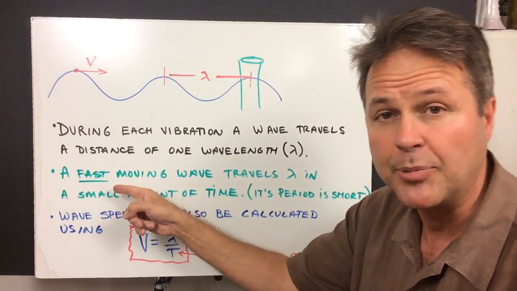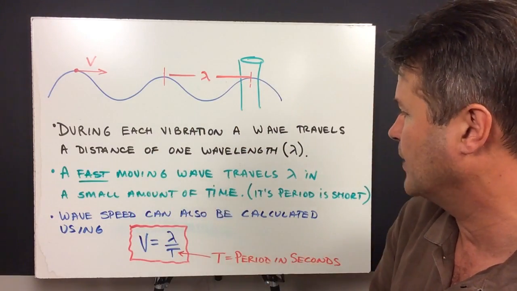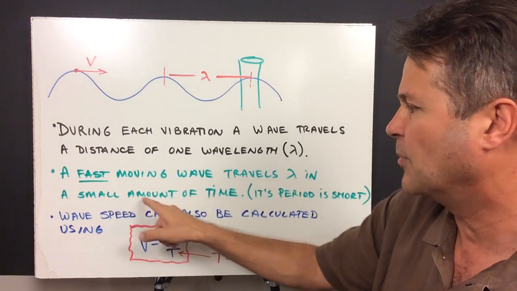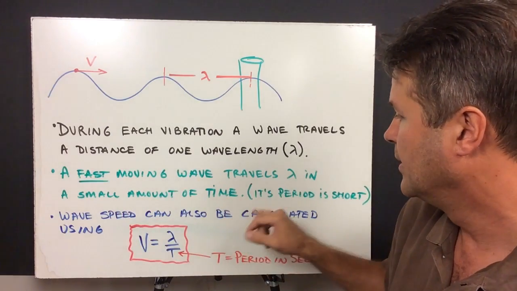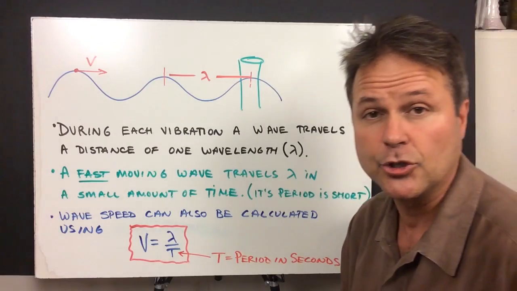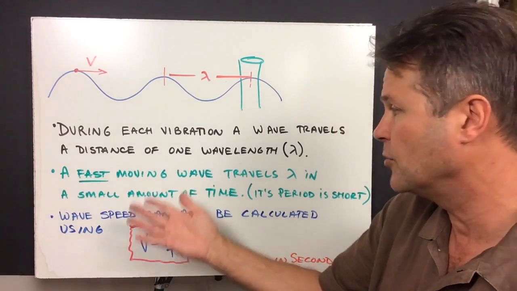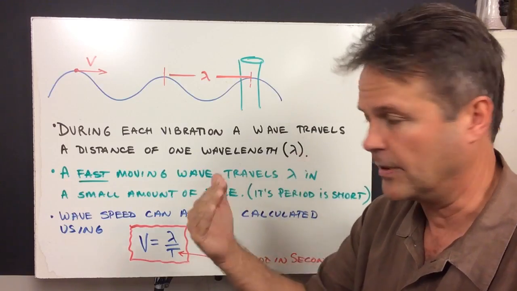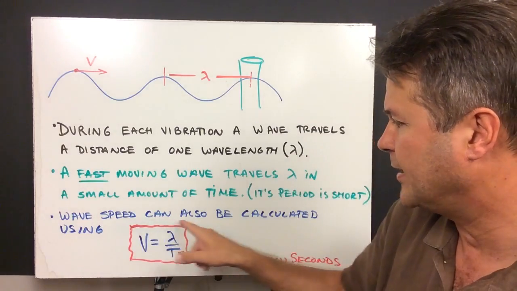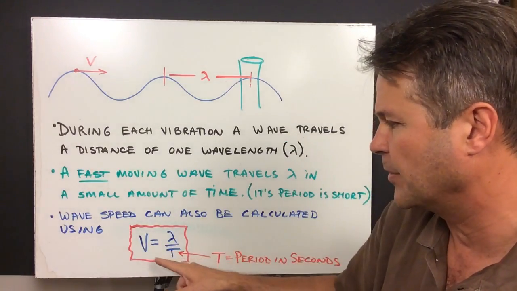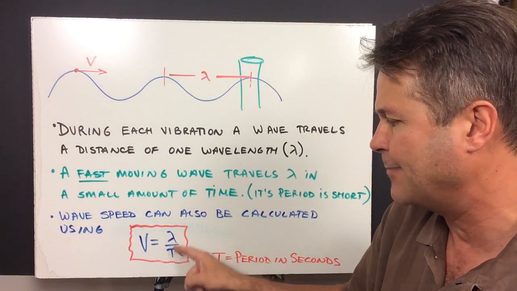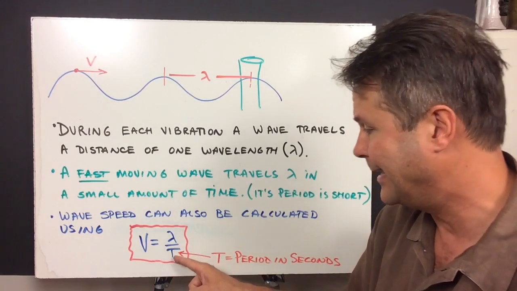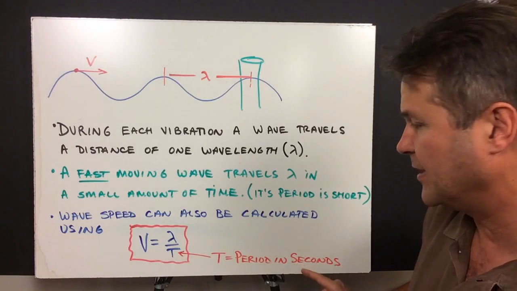Now, for example, a fast-moving wave travels lambda in a small amount of time. So that means that its period is short, as opposed to a slow-moving wave having a large period as it travels. So wave speed can also be calculated using the formula V is equal to lambda divided by T, and T is the period measured in seconds.